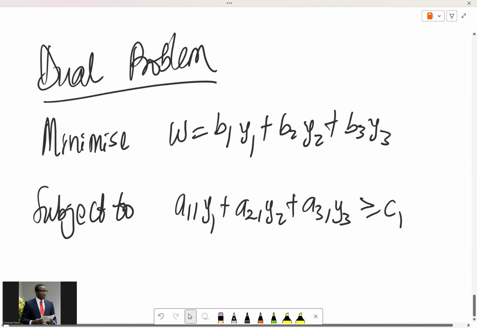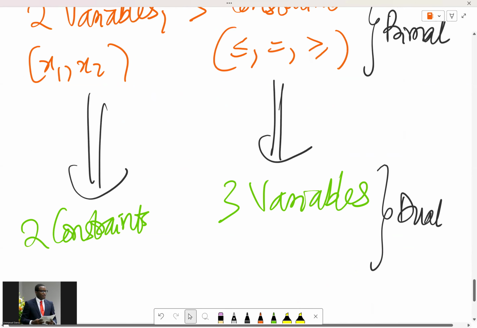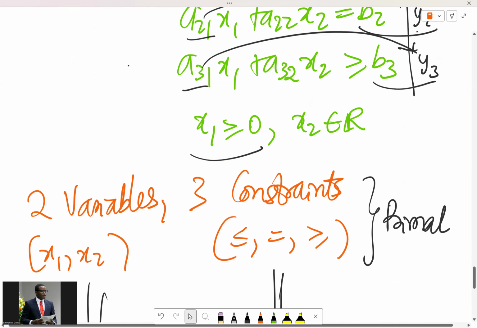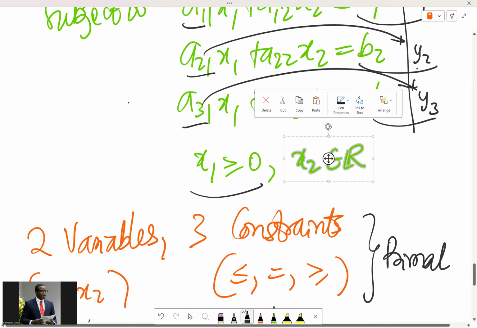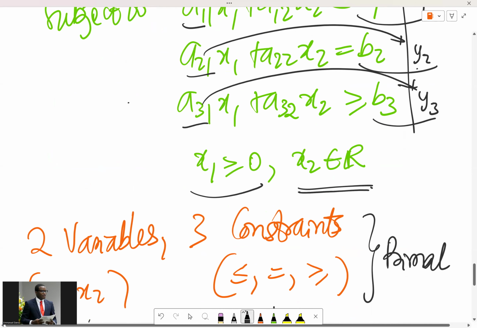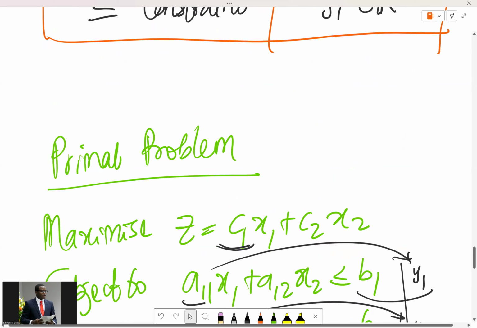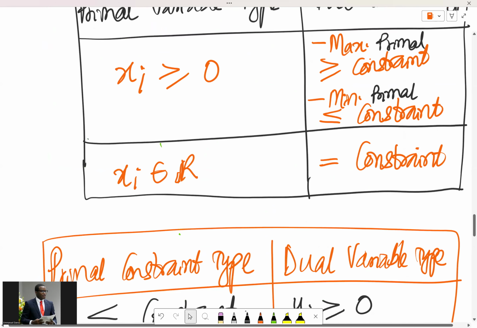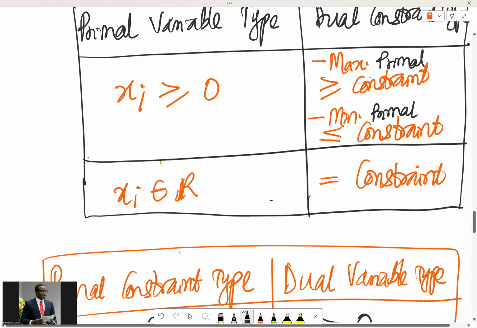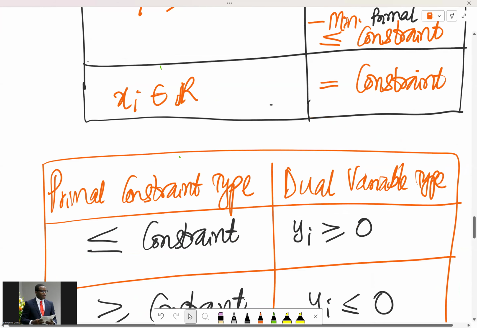Now, the second constraint is going to be determined by the second variable. You see, the second variable is actually a free variable. What does the law say about a free variable? When you have a free variable, the constraint corresponding to it is going to be an equality constraint. So you're going to have an equality constraint.